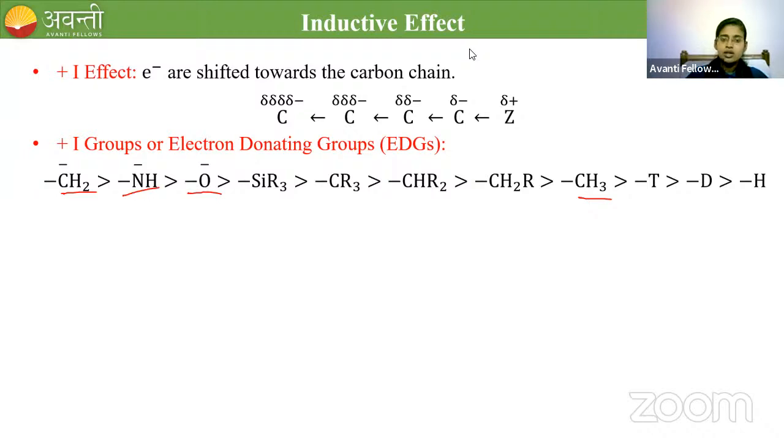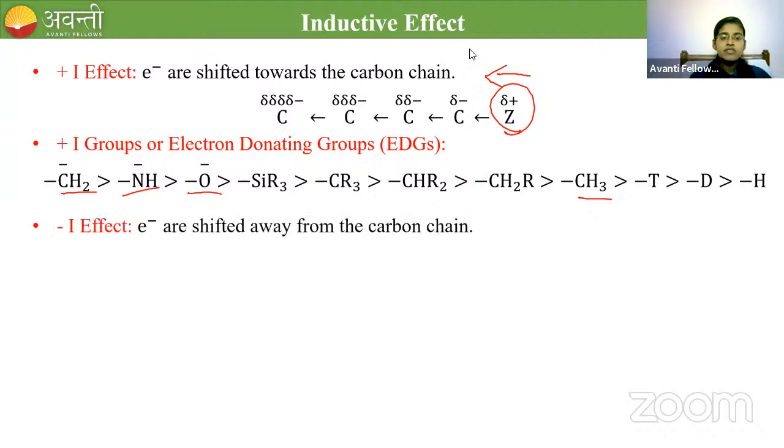If an electron donating group is acting as Z here, then all the electrons will move towards carbon, or I can say the group which is attached here is donating the electron. So that's why it is called plus I effect. All right. Now talking about minus I effect, it is the opposite of plus I, right?